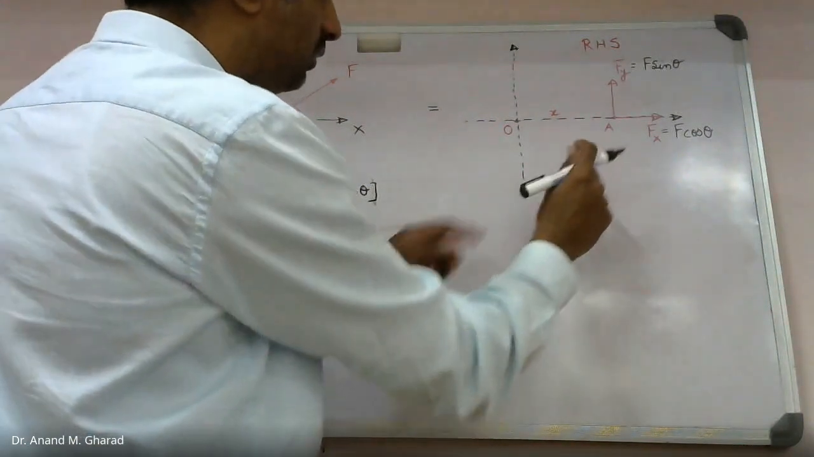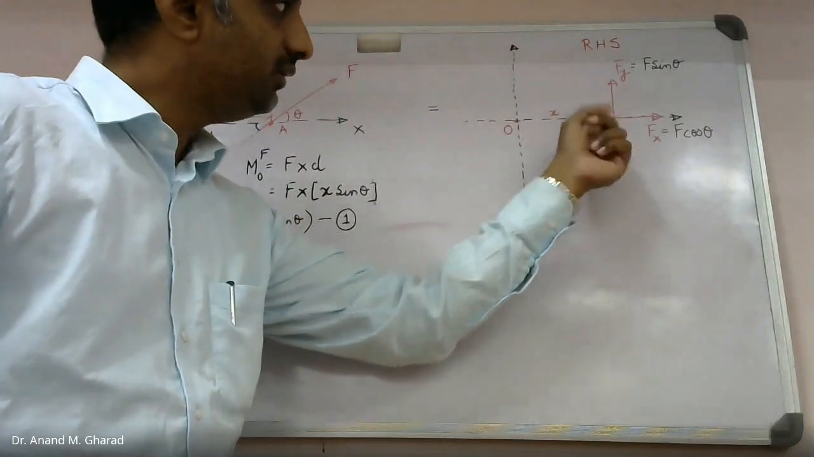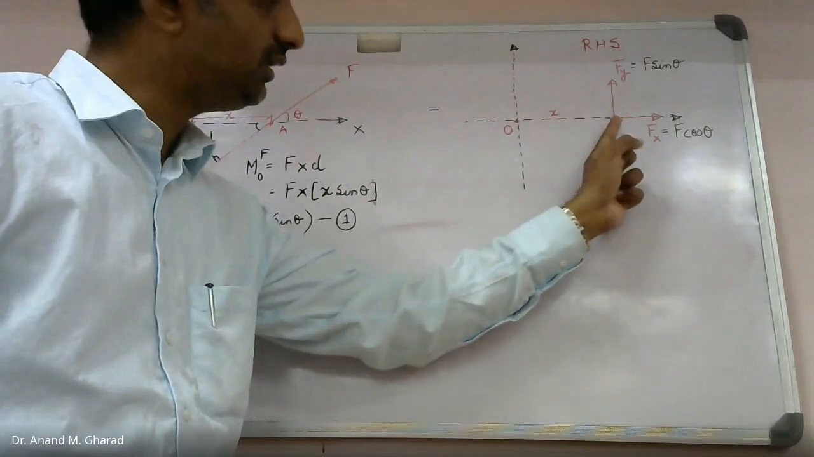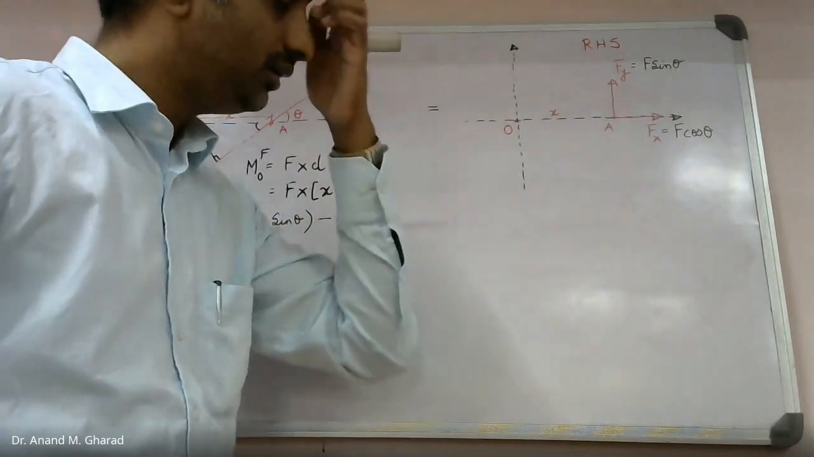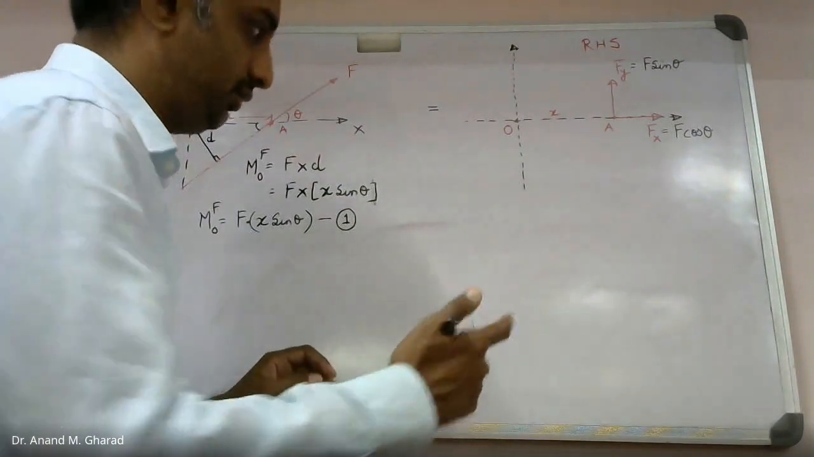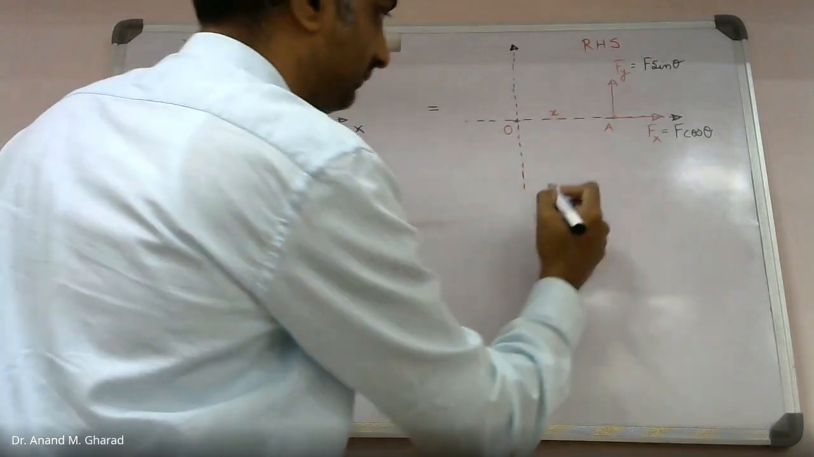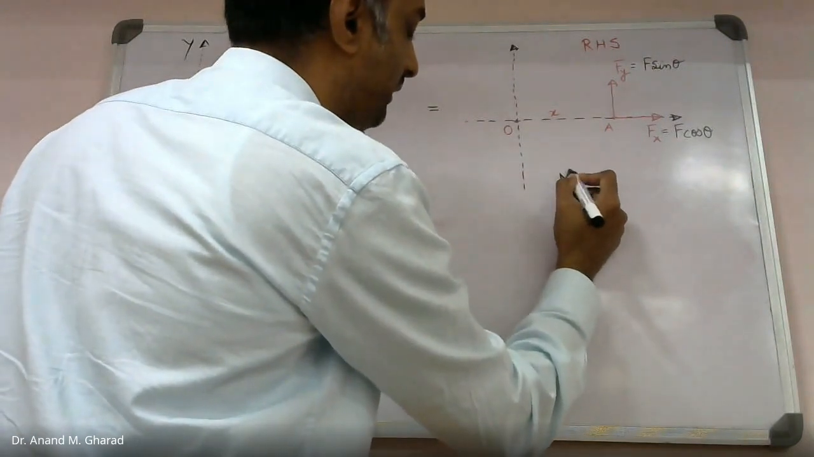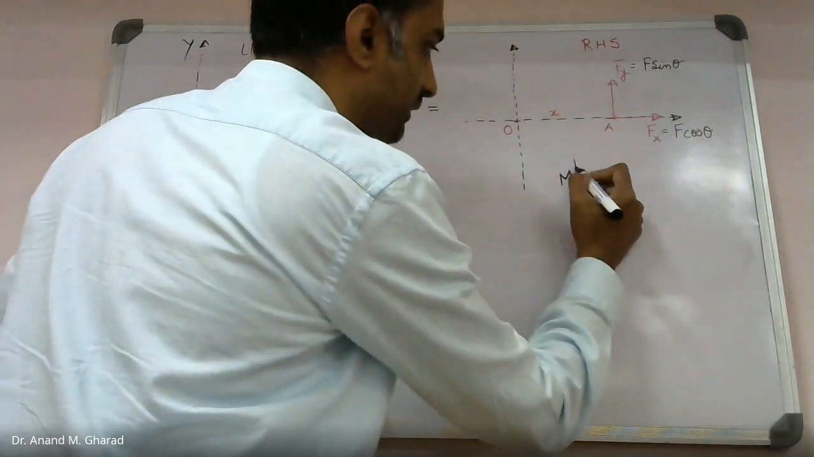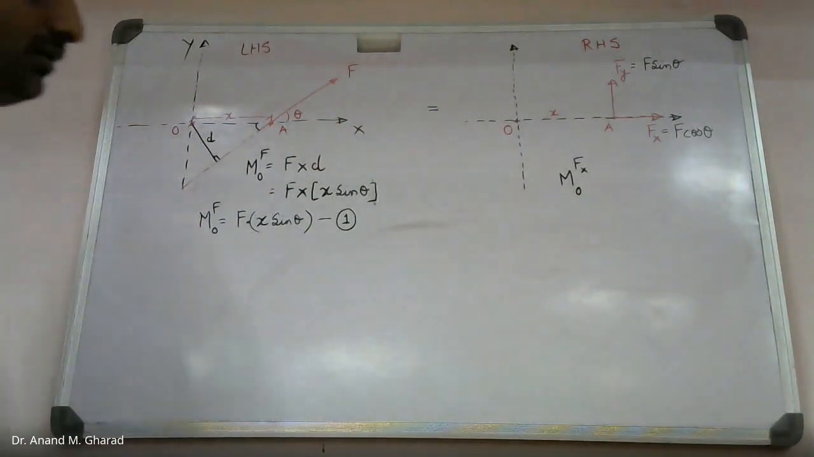So now see, if I consider this right hand side, there are two forces. Okay, one is acting in the x direction, another is in y direction. So I will have to find out two moment values because there are two forces. So moment about point O due to, let's say, force in x direction. What is the equation?